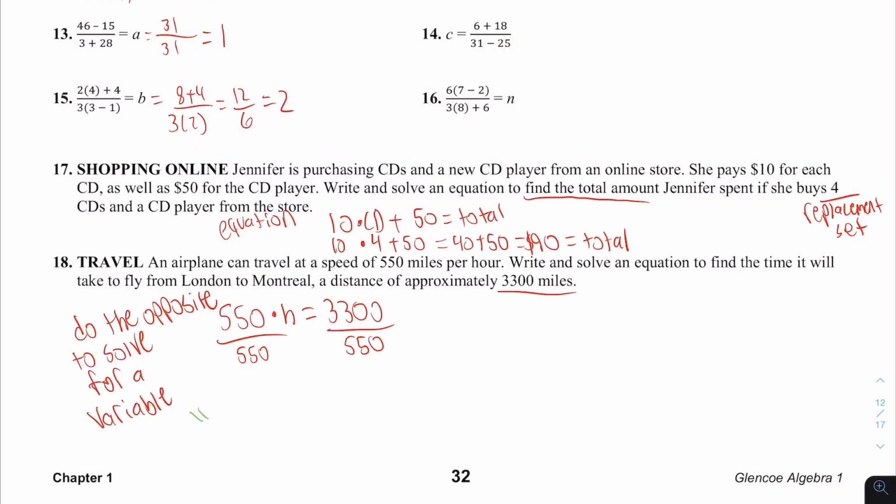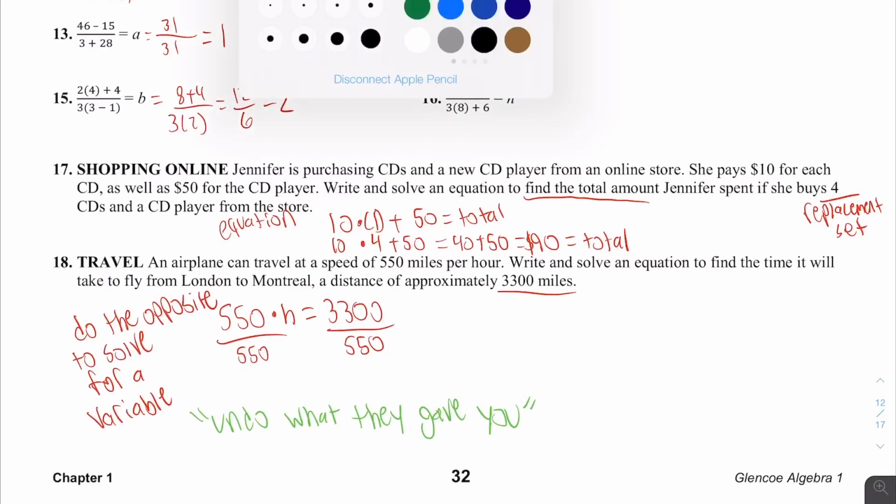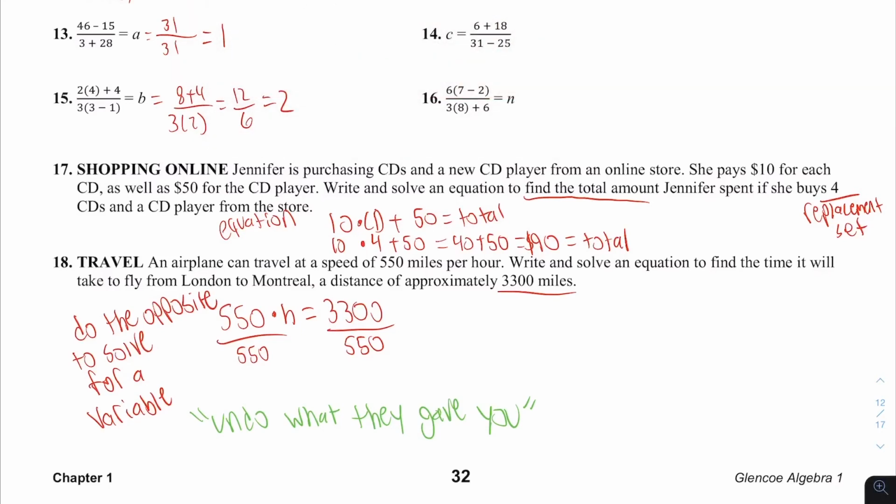And the key thing to do is to undo what they gave you. If you're going to undo something, that means you're doing the opposite. So 3300 divided by 550 is 6. H equals 6 hours.